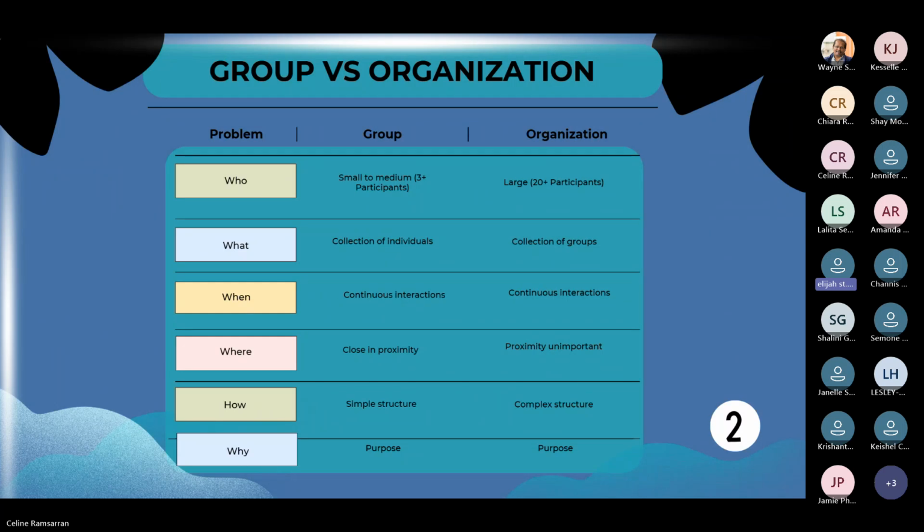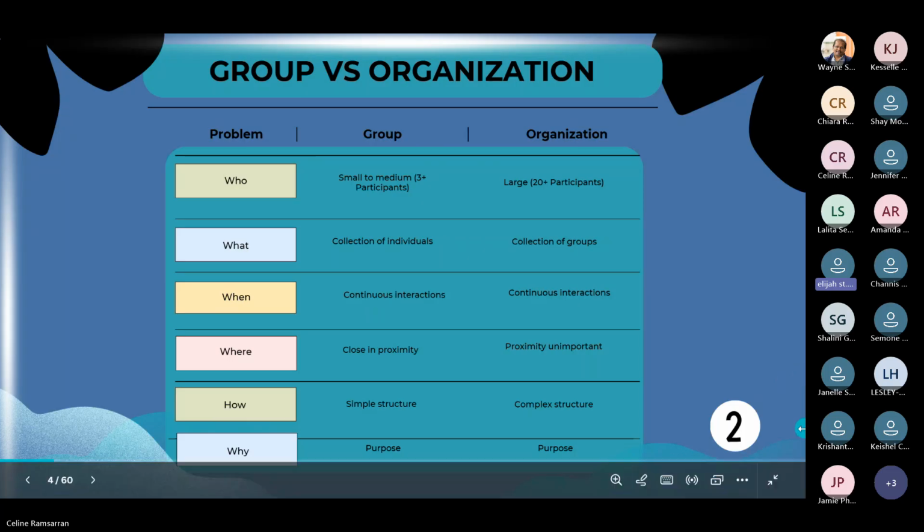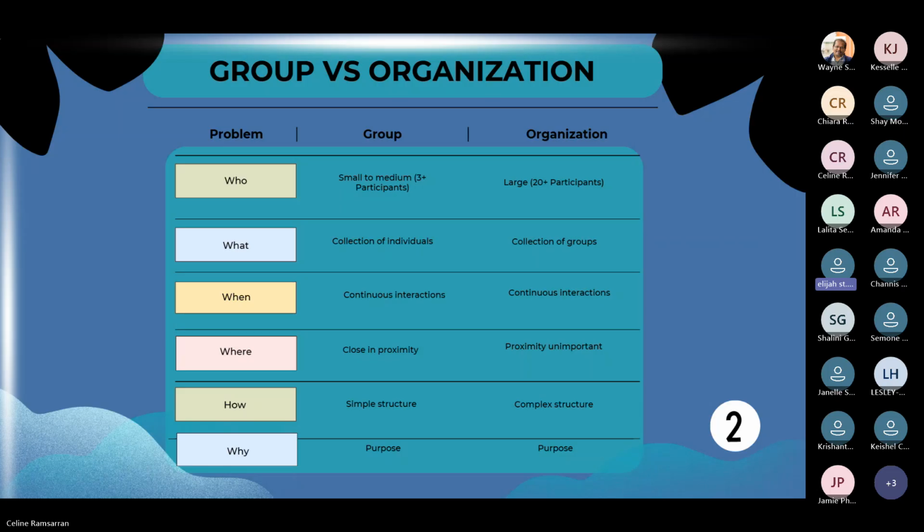Some groups are usually within proximity to each other, but as time progresses, as society progresses and technology progresses, we see a lot of online conversations or communications being done as of today. So groups don't necessarily have to be in close proximity to each other, just like how organizations don't necessarily have to be in close proximity to each other. They can be or they can't. The most important thing is that groups and organizations continuously communicate or interact with each other, right?